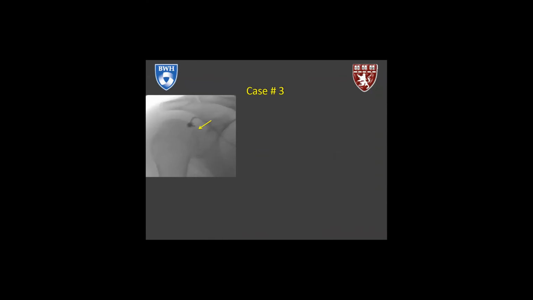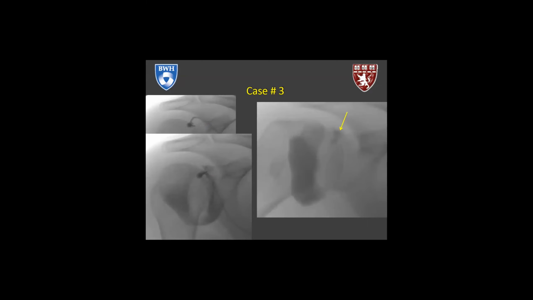Okay, moving on to case 3. In this case, we're doing an injection here. Your needle is in the joint, and it's demonstrating a little bit of that curvilinear glenohumeral crescent that we would expect to be intra-articular. Then as we opacify the joint, we get nice smooth margins and the expected anatomy. But in addition, we're seeing a little bit of this wispy contrast in that labral region here.